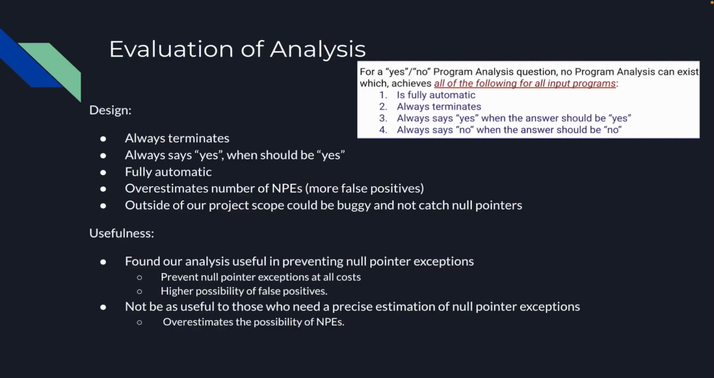For the evaluation of our analysis, we have determined that our design achieves three of the following criteria. Number 1, it is fully automatic. It always terminates, and it always says yes when there is a null pointer exception in the input program, but it does not always say no when the input does not have a null pointer exception. This is because it overestimates the number of null pointer exceptions, meaning there are more false positives.